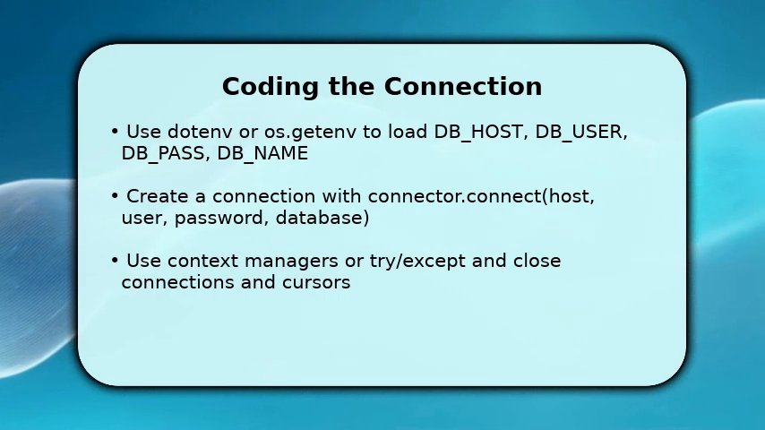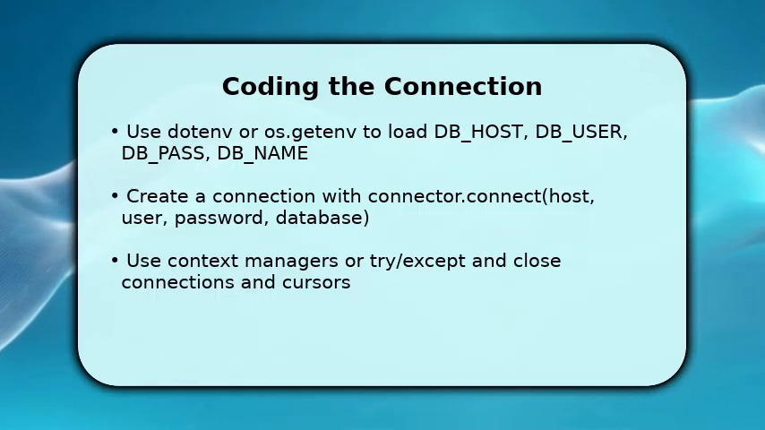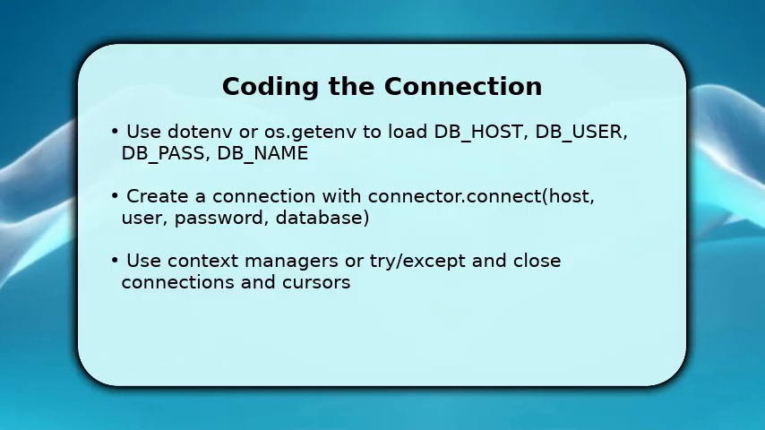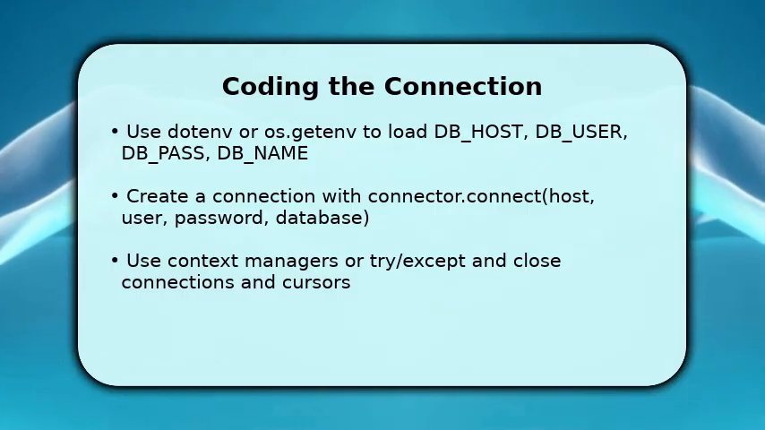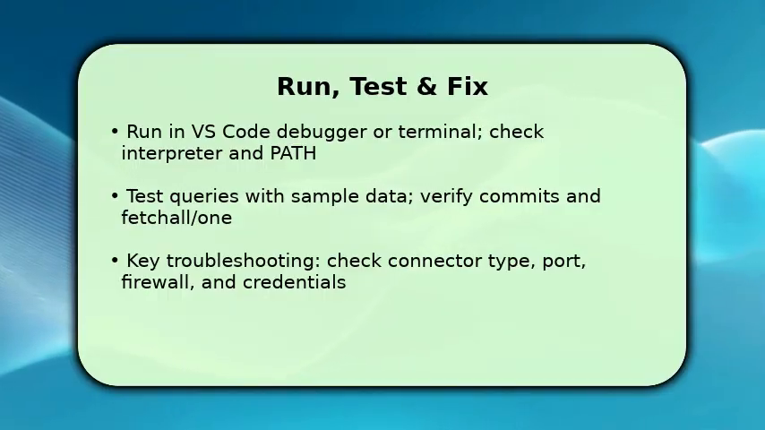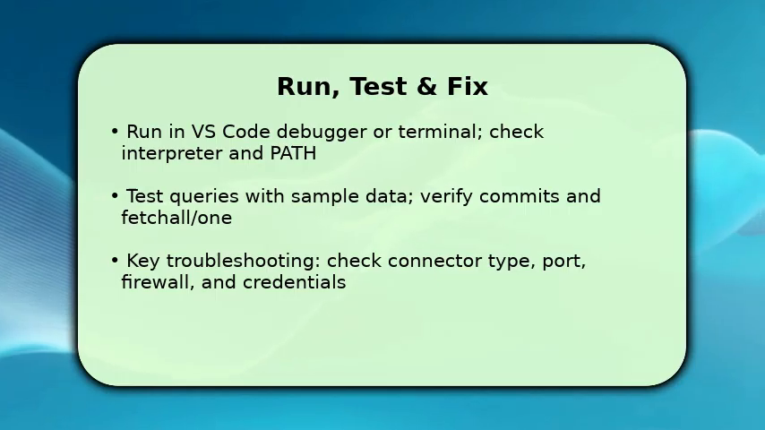Once done, commit transactions when needed and use context managers or explicit try/except/finally blocks to ensure cursors and connections are closed. You finish by running the script in VS Code with the venv interpreter selected and watching the debugger output for connection errors. Test basic select and insert operations on sample rows to confirm read/write behavior and inspect commits or rollbacks.